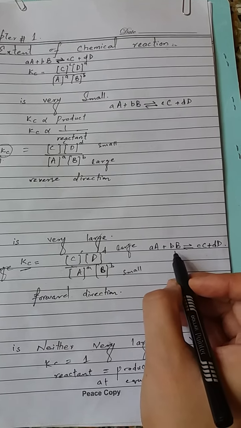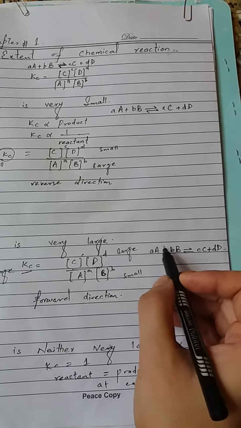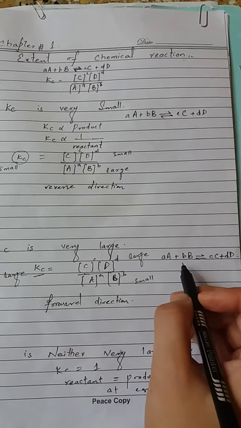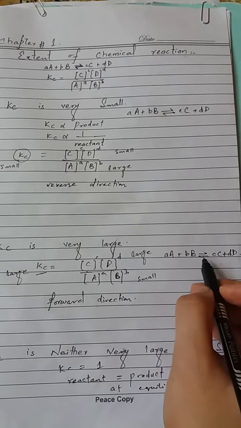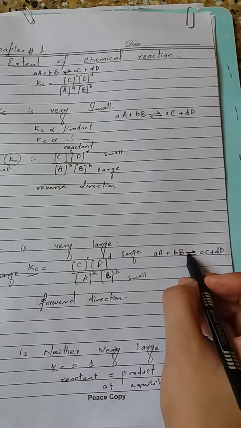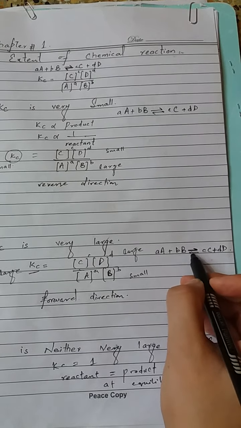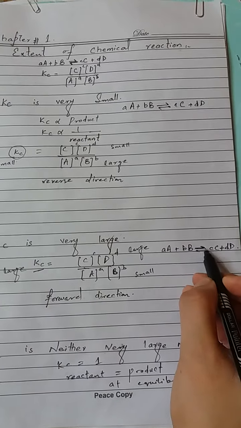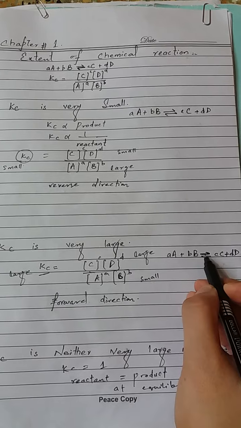So nearly all reactants are consumed and they form products. When Kc value is very large, the reaction is completed in the forward direction. So the reaction is almost completed in the forward direction.